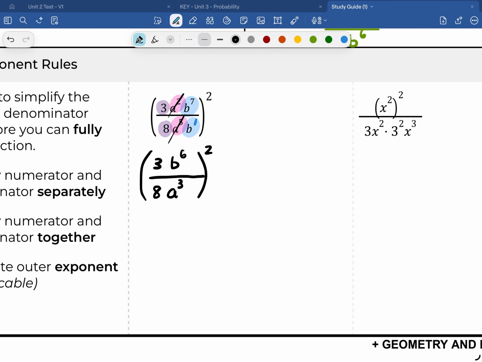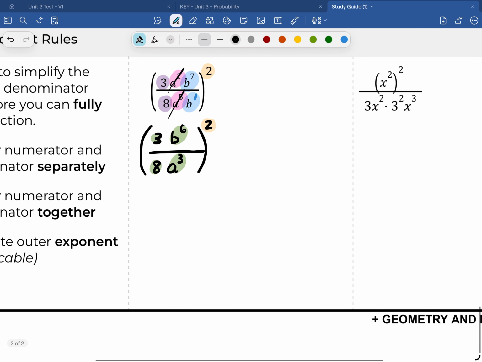We still have this big exponent on the outside. We can't forget about that from the first step here. But now the inside of the brackets is fully simplified. So now we can go through, and each of the things in the brackets can get the exponent of 2, just like we saw in the last type of question.